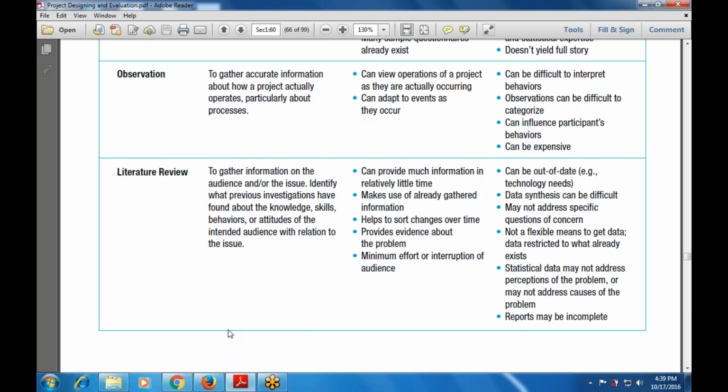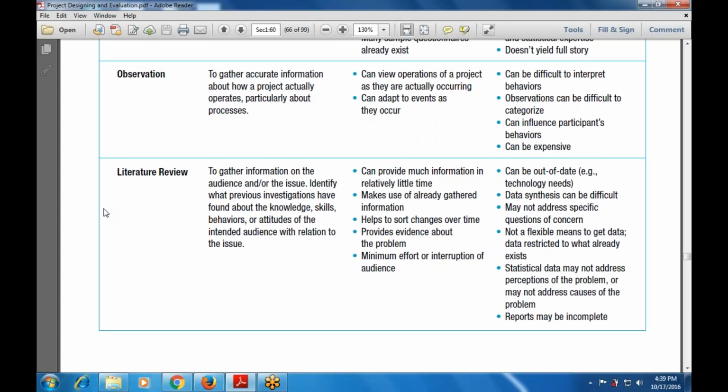So, to gather the information on the audience or the issue, identify what previous investigations have found about the knowledge, skills, behavior or attitude of the intended audience in relation to the issues, the various issues that are covered in the literature and in the audience analysis.